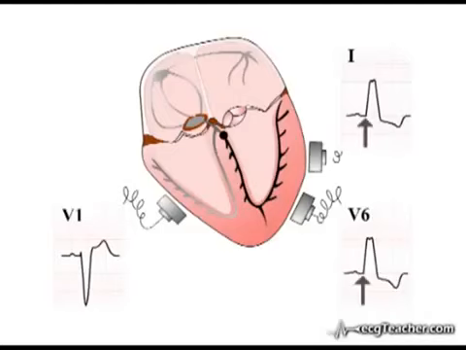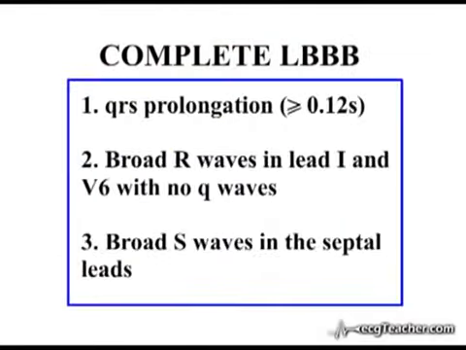Also note there are no Q waves in leads 1 and V6. This is at least consistent with loss of the normal early left to right depolarization of the septum. In practice, the main criteria for diagnosing complete left bundle branch block are as follows.